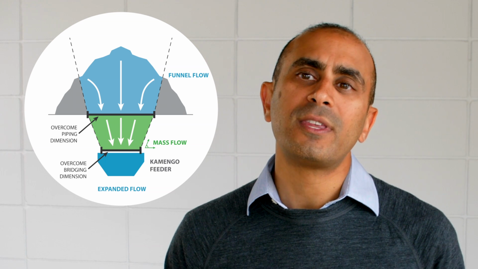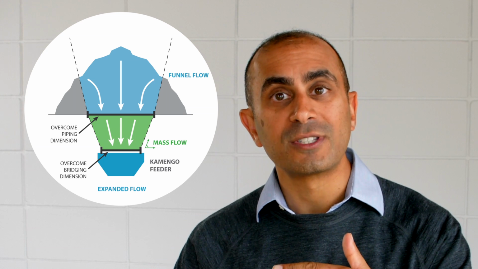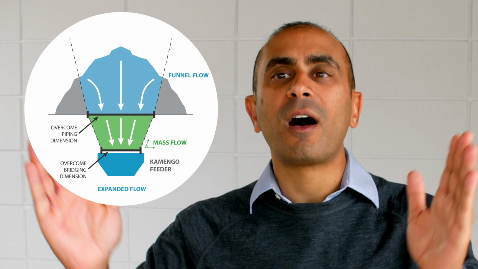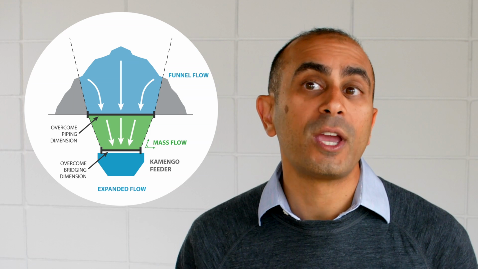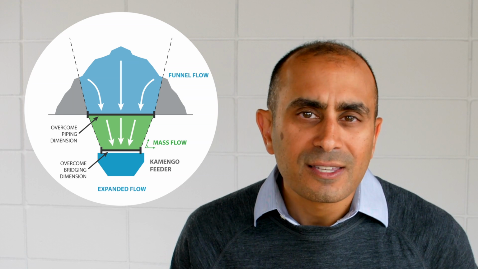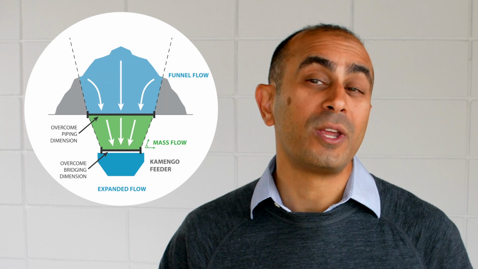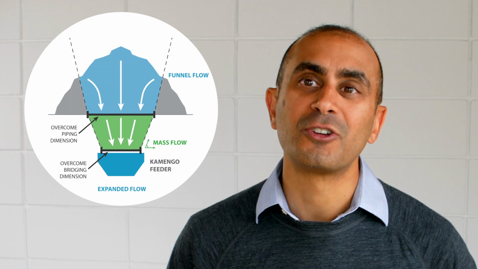The idea with expanded flow is that we use a short mass flow section to open up and create an effective discharge zone that is greater than the bulk solid's piping dimension. And as long as this large effective discharge zone is big enough, the bulk solid will reliably discharge in funnel flow. With expanded flow, we are taking advantage of one of the key characteristics of mass flow discharge.